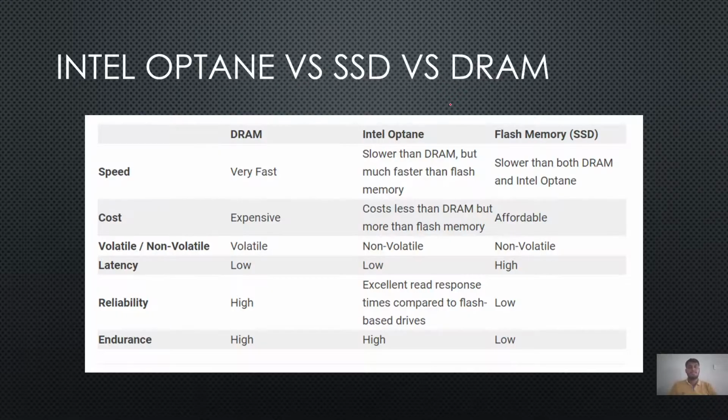The next is the comparison of the Intel Optane memory versus SSDs versus DRAM. As listed in the table, you can see that DRAM is the fastest, while the Intel Optane memory lies between DRAM and SSDs. The cost of the Intel Optane memory is less than DRAM, and more than flash memories.